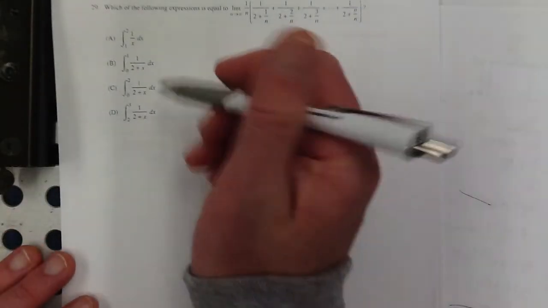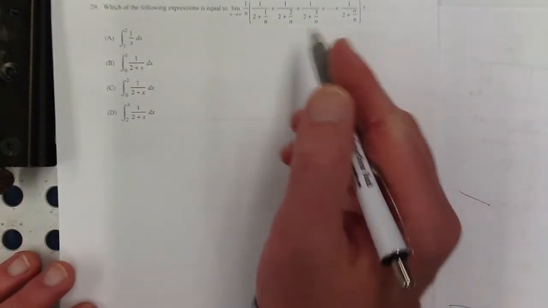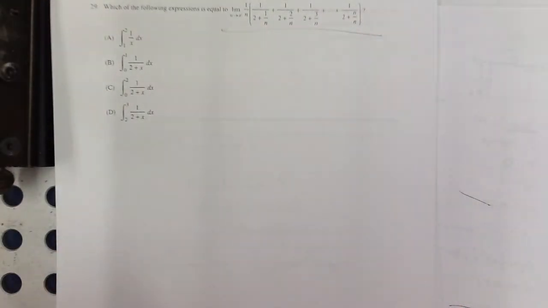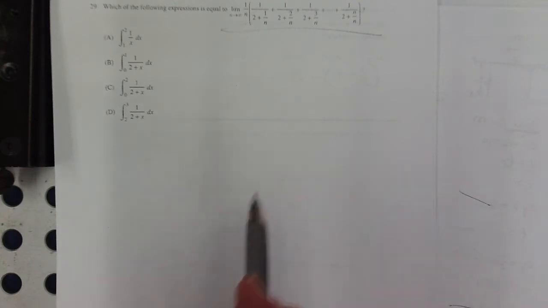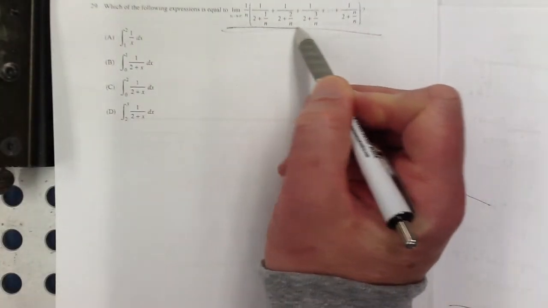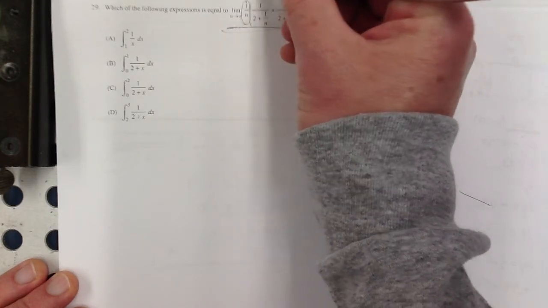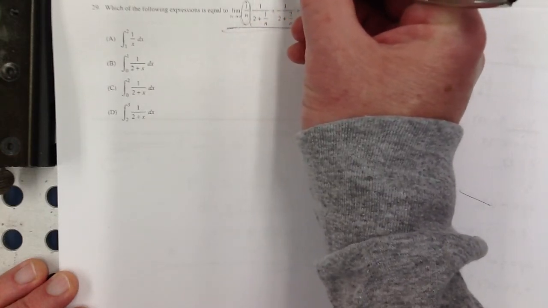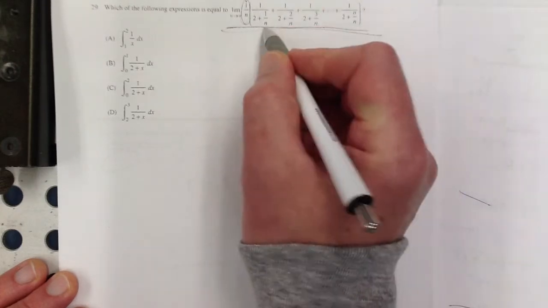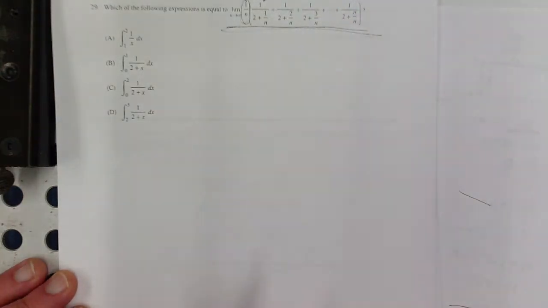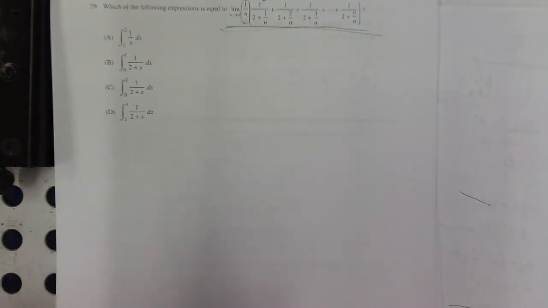29. Which of the following expressions is equal to this? Okay, this is a little bit tricky if you don't understand what this is. This is a Riemann sum. This is how wide each rectangle is, like the delta x, and this is the little f of x for each of the things here.